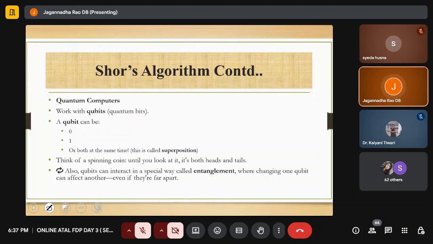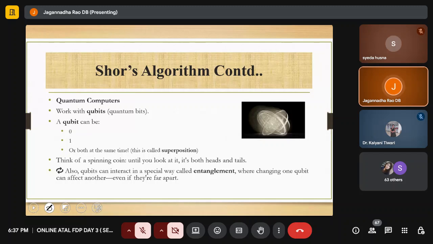Also qubits can interact in a special way called entanglement, where changing one qubit can affect the other, even if they are far apart. See this, how this happens. We are using a spinning coin. Until you look at it, it's both head and tail. So while the coin is spinning, we can't judge whether it is showing finally head or tail. While the coin is moving, what is the situation? So think spinning coin, until you look at it, it's both heads and tails.